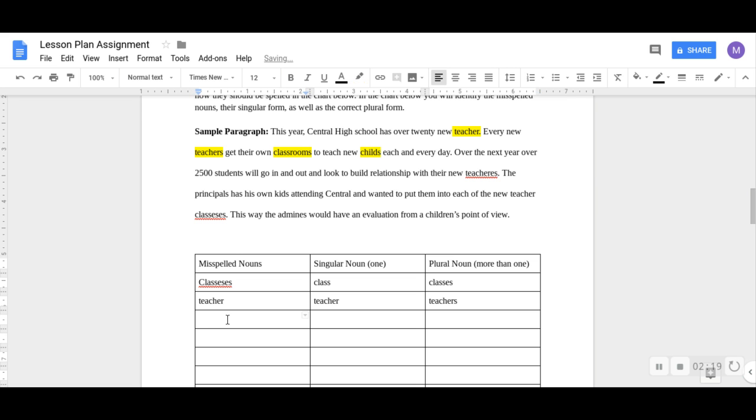This first one, teachers, should be every new teacher. Okay, gets their own classroom. Classroom is plural in that, and it should be singular. So singular, it is classroom. And then the plural would be classrooms.